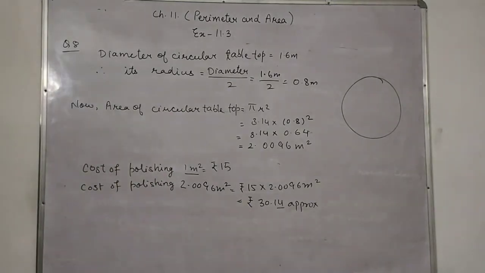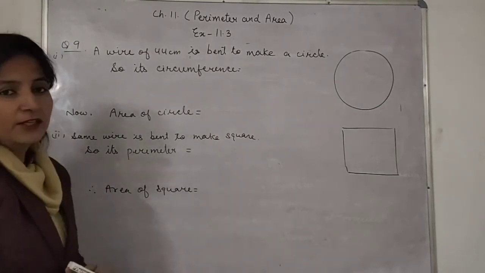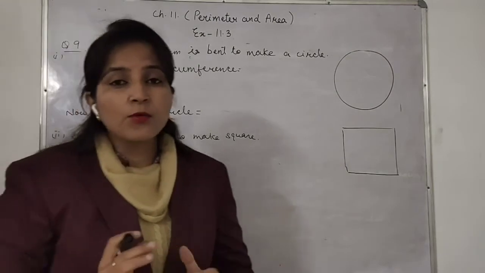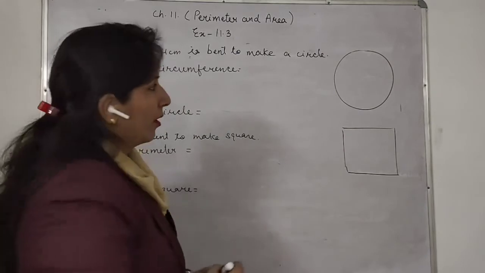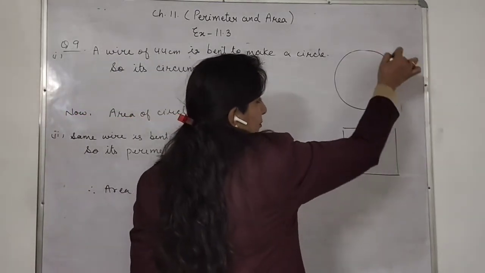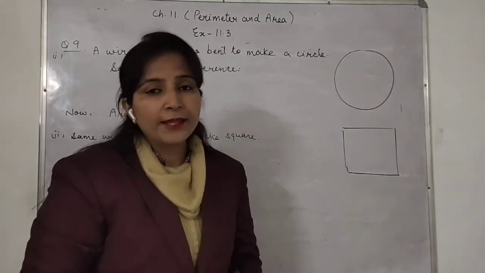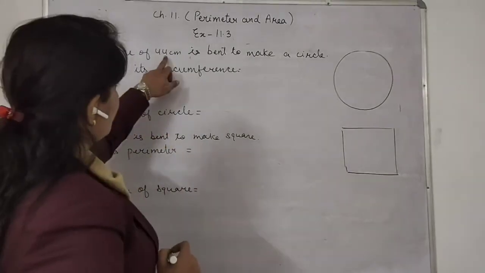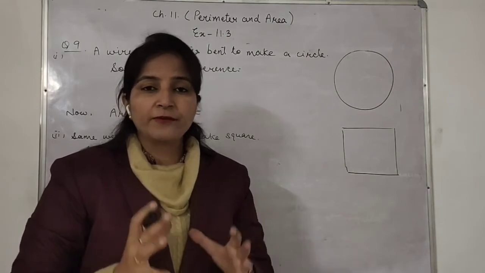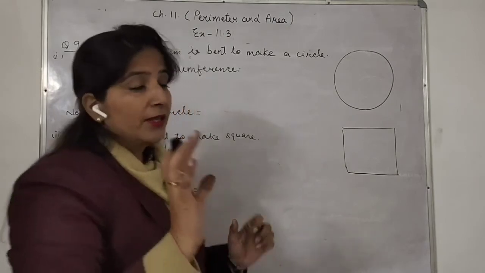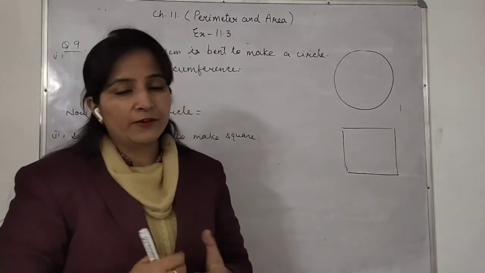After this, question number 9 we are going to start. In this question, there is a girl Shazli who has a wire and she bent that wire in the shape of a circle. Now, if you bend the wire in the shape of a circle, basically you are using the circumference. The length of that wire is given to us, which is 44 centimeter. It means we have the measurement of the circumference. This is one given thing. And they ask, what is the area of the circle?